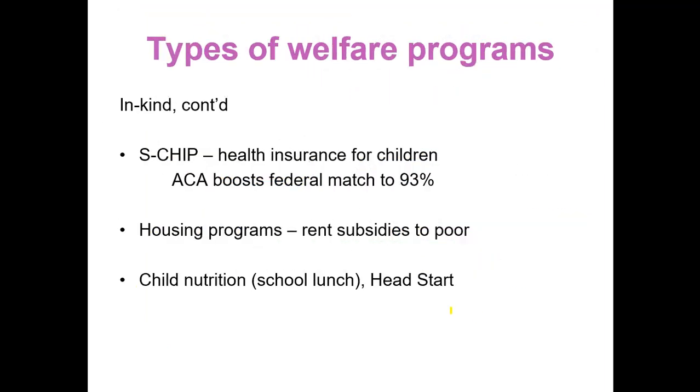More in-kind programs include SCHIP, which is health care for children, and the Affordable Care Act also boosted the federal match to 93% to incentivize more states to do that for children. There are also various housing programs such as Section 8, which provide rent subsidies to low-income people. And there are also other child nutrition programs, school lunch programs, and Head Start to get kids into preschool type programs.